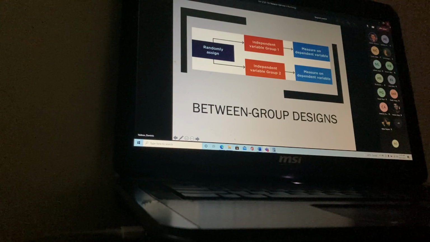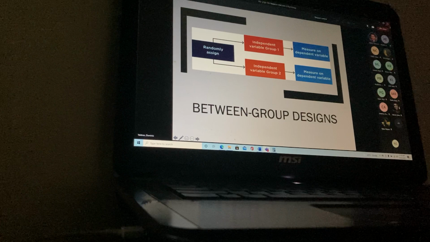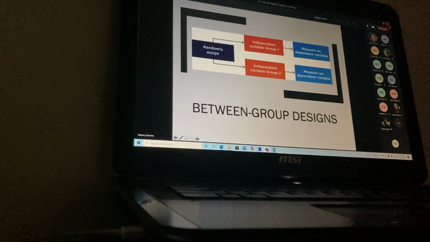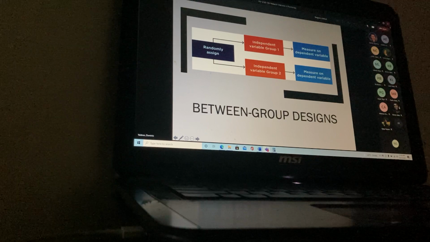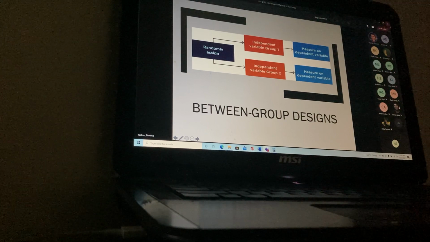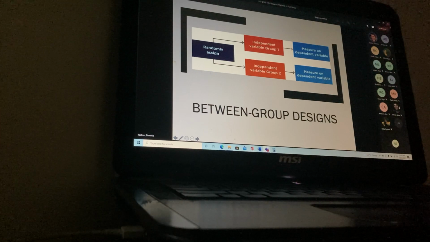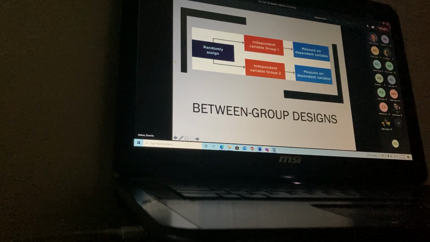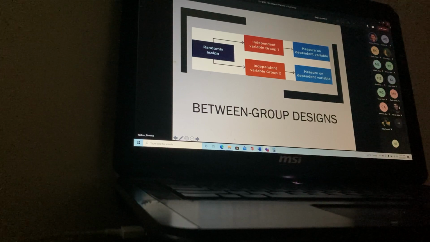It doesn't always have to be 50-50, right? But you get the idea that these are different individuals in these two different groups. So only half of your sample is being exposed to one level of your manipulation, and only half are being exposed to the other level, okay? That's why random assignment is super important for between group designs, to ensure that the groups are as comparable as possible on as many characteristics as possible, so that the only difference between them is the manipulation that you're using.